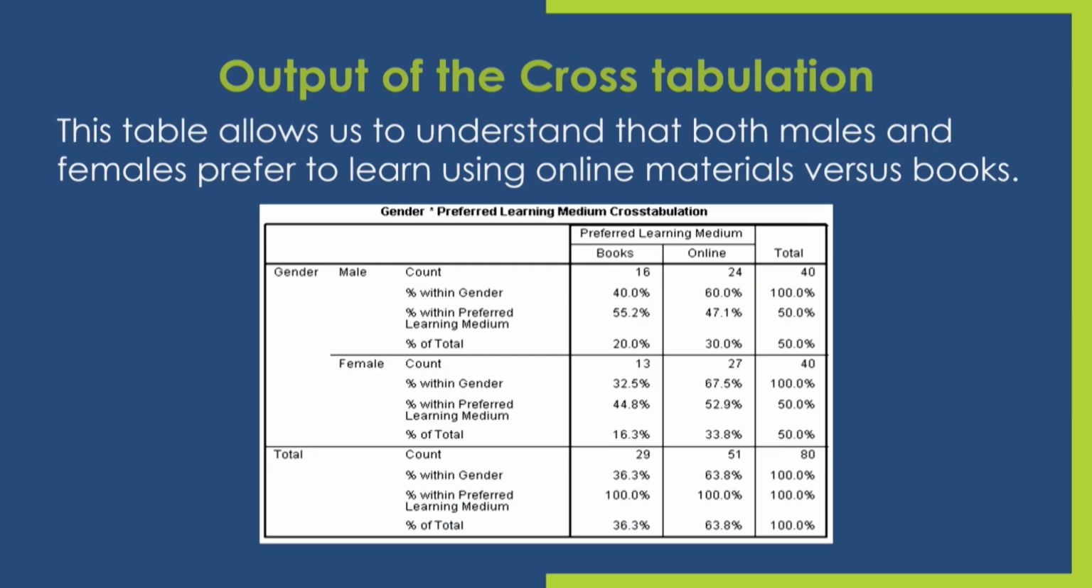Output of the cross tabulation. This table allows us to understand that both males and females prefer to learn using online material versus books. Here we see the contingency table, with male and female, and at the top of the table the preferred learning medium, either books or online. These are the counts, these are the percentages. Here the last column, total, indicates the total percentage. Similarly, at the bottom we will see the column percentage.